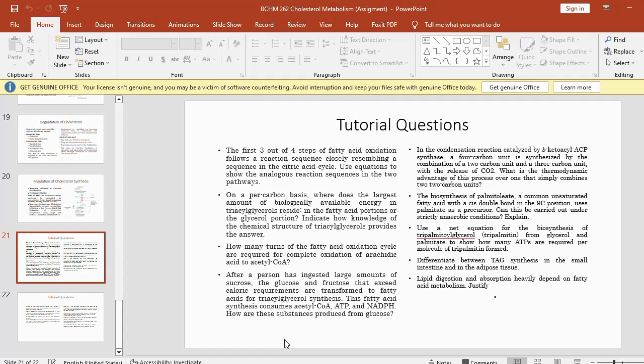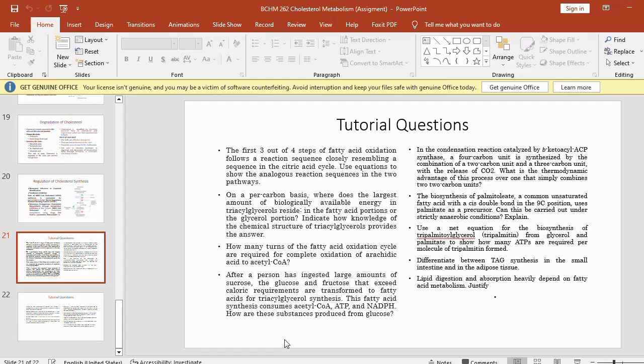Now the next question says, in the condensation reaction catalyzed by beta-keto acyl ACP synthase, and this is fatty acid synthesis, a 4-carbon unit is synthesized by the combination of a 2-carbon unit and a 3-carbon unit with the release of CO2. What is the thermodynamic advantage of this process over one that simply combines two 2-carbon units? This question is talking about the thermodynamics, the energy.